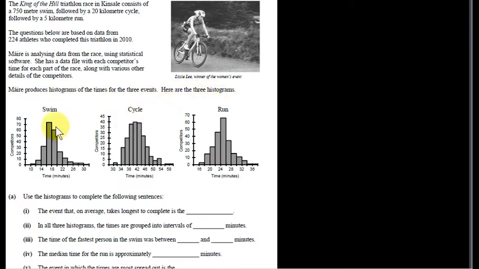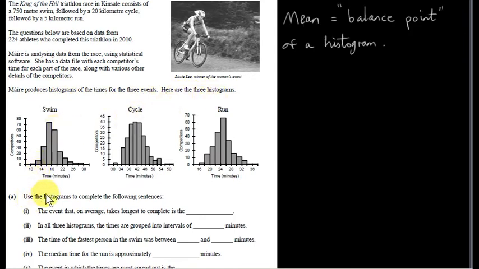Here are the 3 histograms. Now, we want to find the event that on average takes longest to complete. So we have to consider the mean of a histogram. Now the mean is the balance point of a histogram. So for example, for the swim, we could imagine that all of these bars are weights on a seesaw.